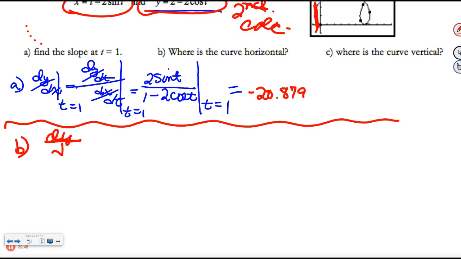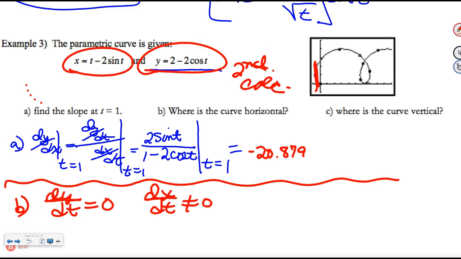Where dy/dt, is that what you said? But also, dx/dt can't be. However, I can see by my graph that's not going to ever happen, because what did I say happens when they both equal 0? Do you remember? A cusp on the graph. Yeah. So what my calculus is going to give me is this guy, the next guy, the next guy.